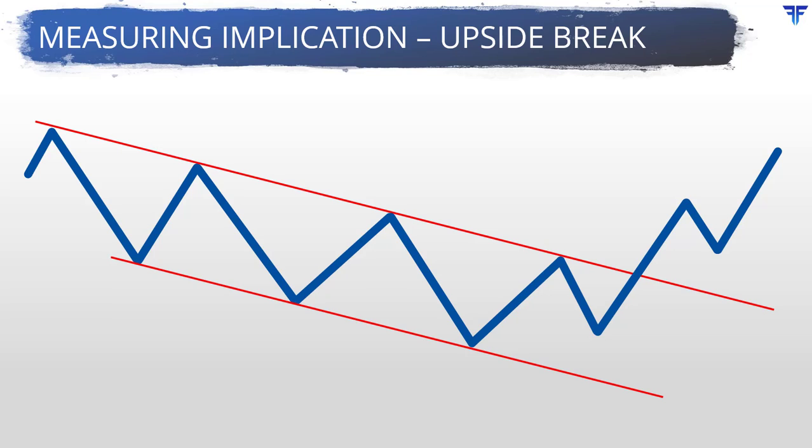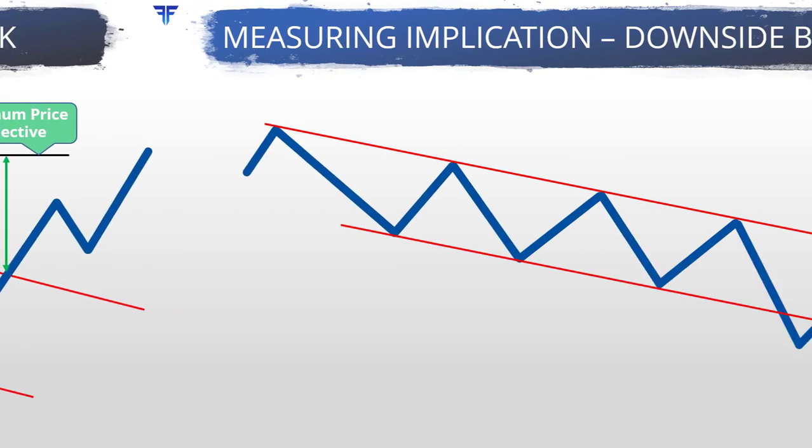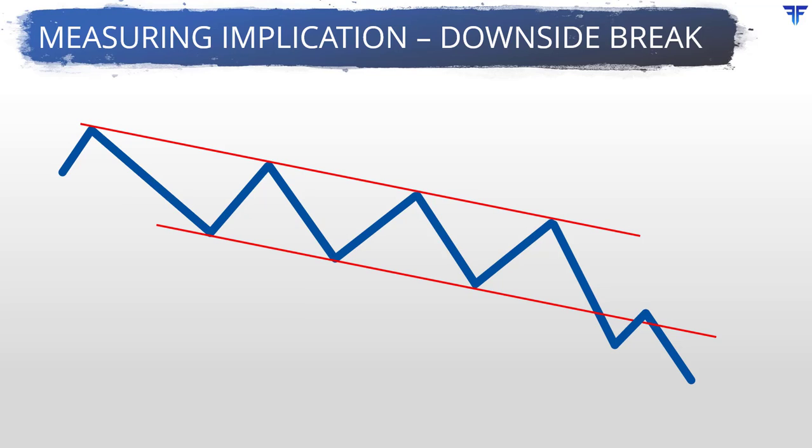Once the price breaks above the main trend line of a falling channel, you can forecast the extent of the potential price rally by measuring the width of the channel and then adding this width to the breakout point. Similarly, if the price breaks below the parallel line of a falling channel, the width of the channel must be subtracted from the breakdown point to project the potential downside target.